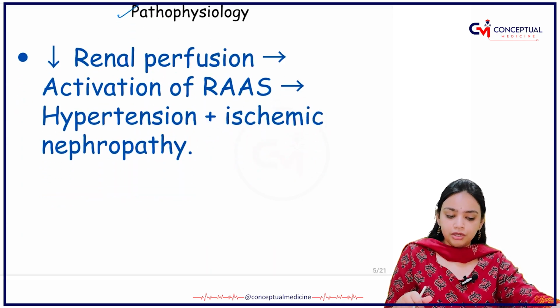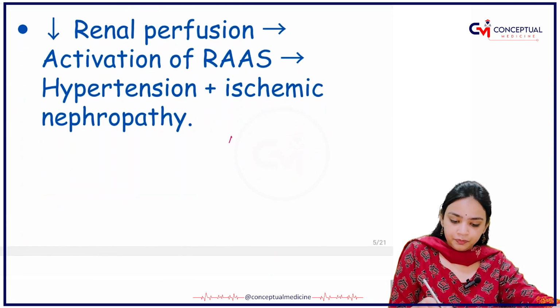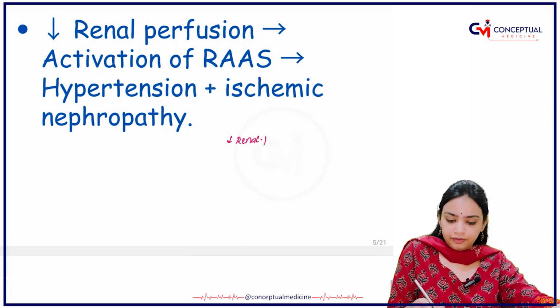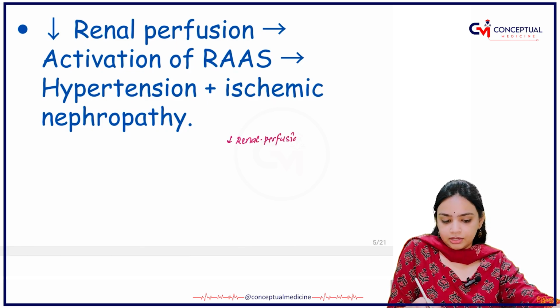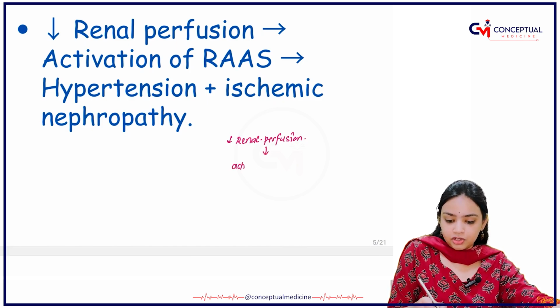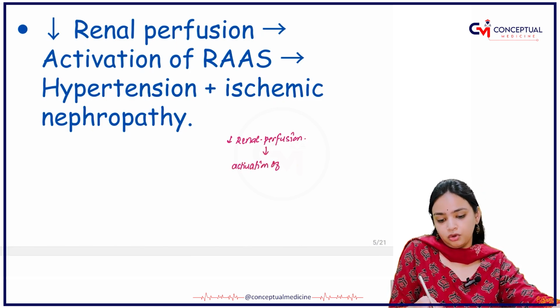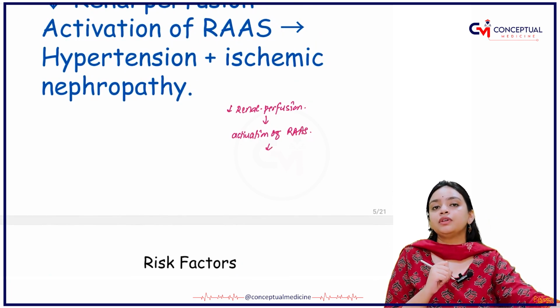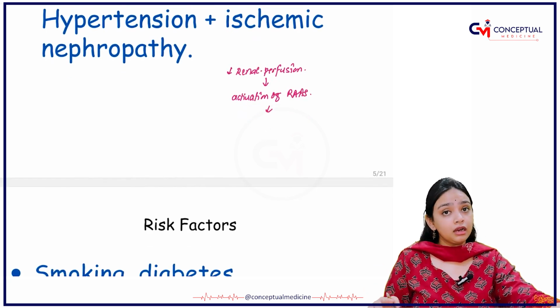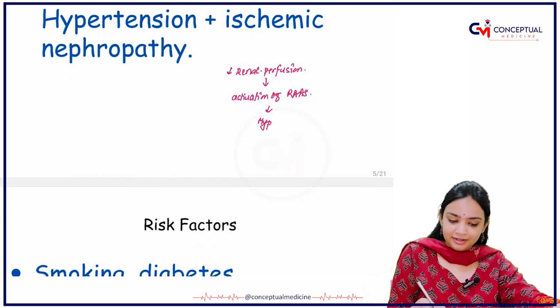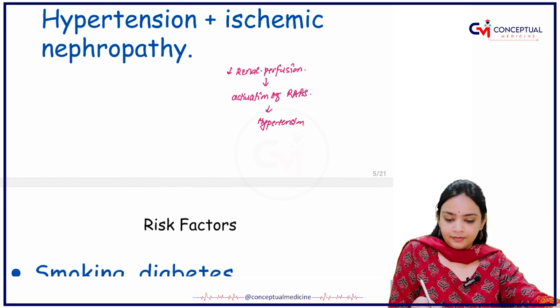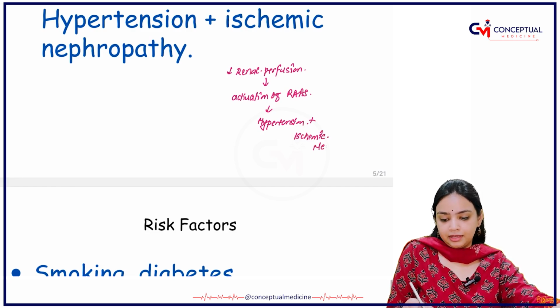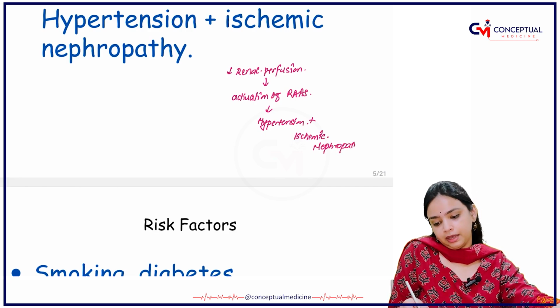What is the pathophysiology involved? There will be decreased renal perfusion, as a result of which there will be activation of the renin angiotensin system. If there is activation of the RAS system, there is one thing that we know will occur. What? That is hypertension, plus ischemic nephropathy.